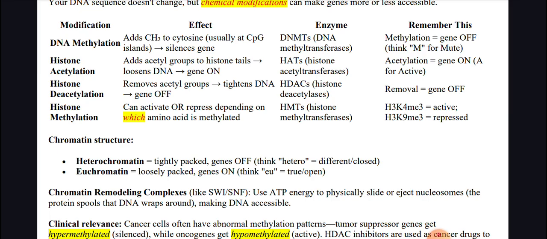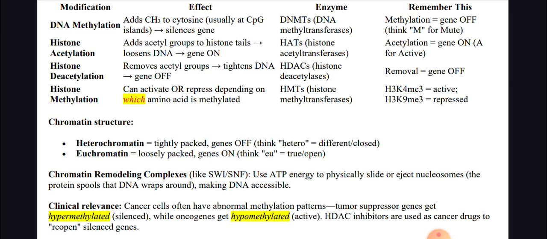And this actually leads to treatments. Yes. For example, HDAC inhibitors are a class of cancer drugs. They block the HDAC enzymes, preventing them from removing those activating acetyl marks. The hope is to force cancer cells to re-express silenced tumor suppressor genes, putting the brakes back on growth.